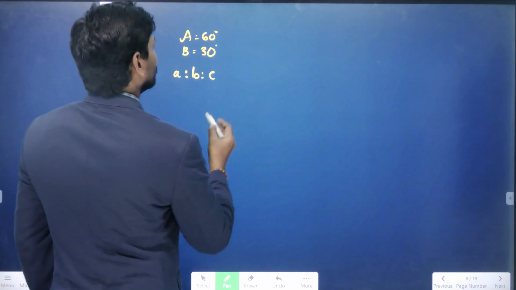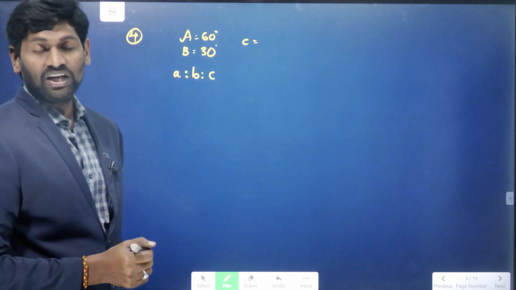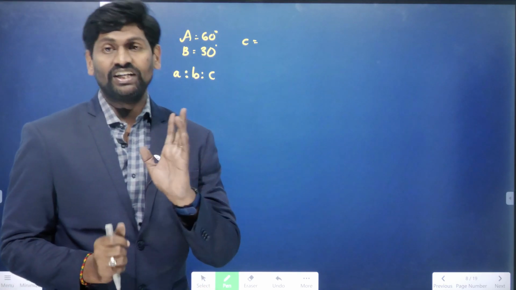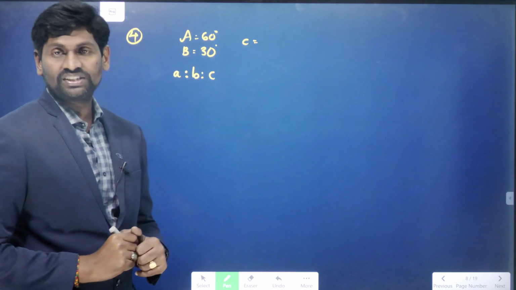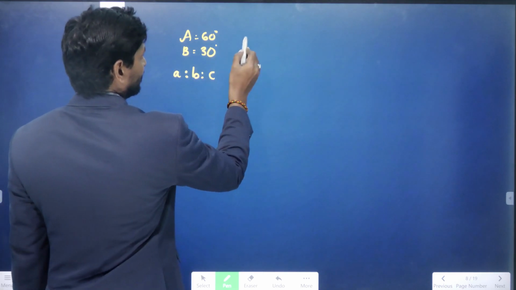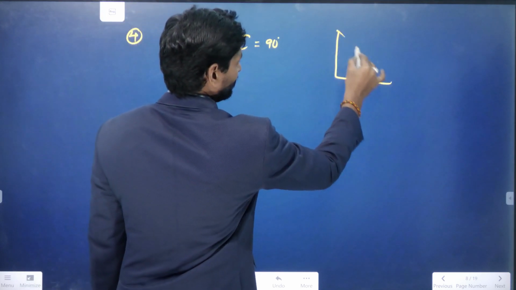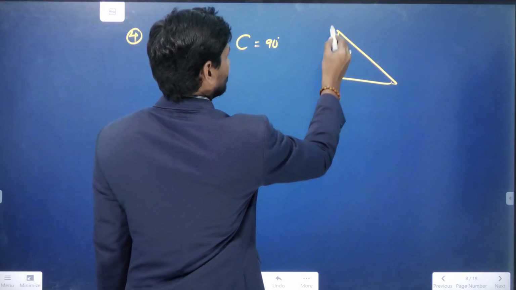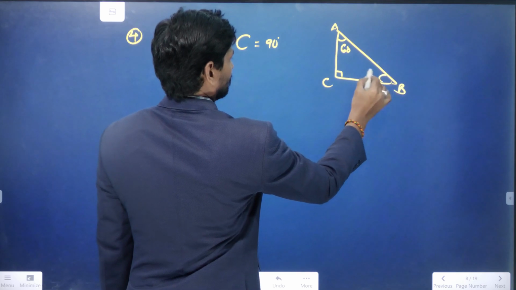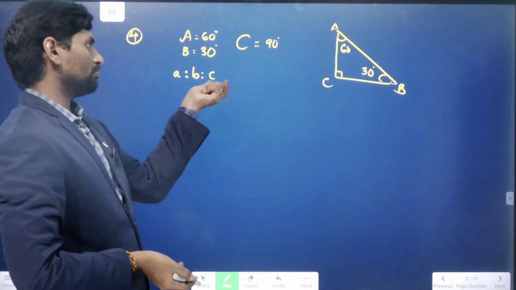Now what is the C value here? According to the triangle property, the sum of the three angles of a triangle is 180 degrees. Angle A is 60 degrees and angle B is 30 degrees, so 60 plus 30 is 90 degrees. So what is angle C then? Angle C is 90 degrees. Now we should take a is to b is to c.